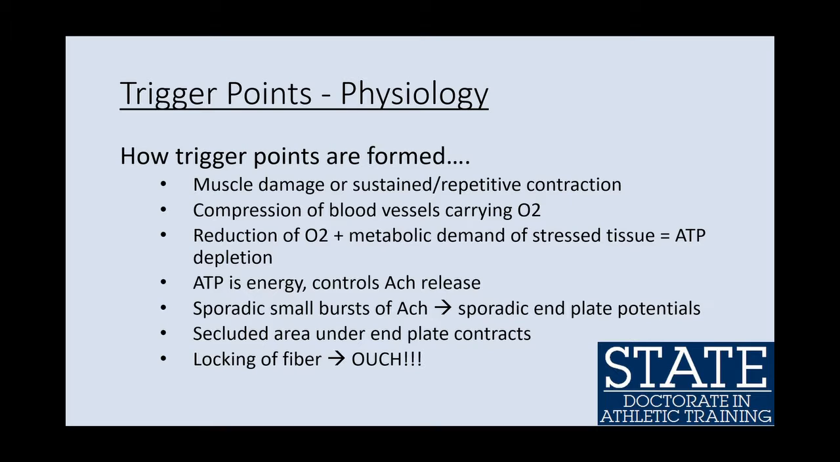So ATP is depleted, and one of ATP's functions is that it controls acetylcholine, which has been released from the motor end plate and binds to the receptors of the actual fiber. When ATP is depleted and it is no longer able to control how acetylcholine is released, then acetylcholine starts being released in increased but sporadic small amounts.